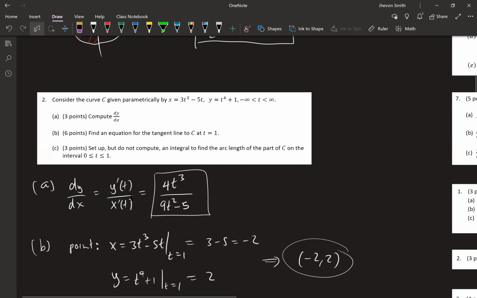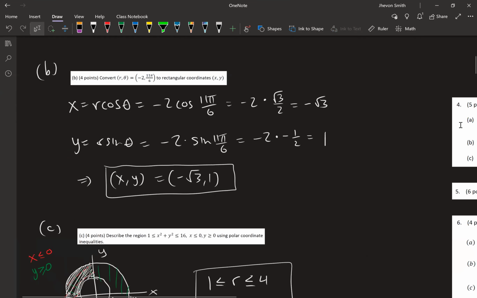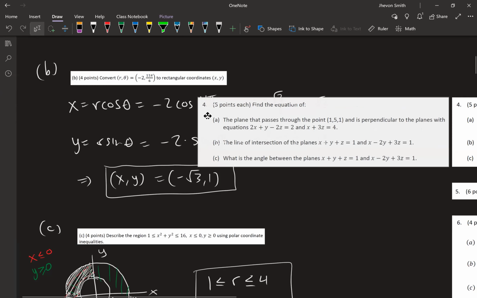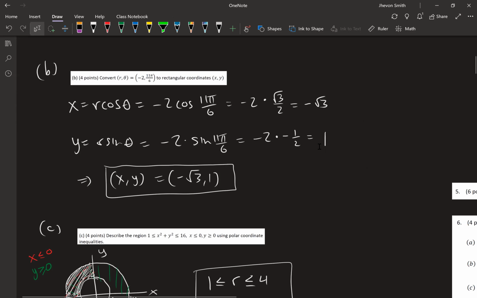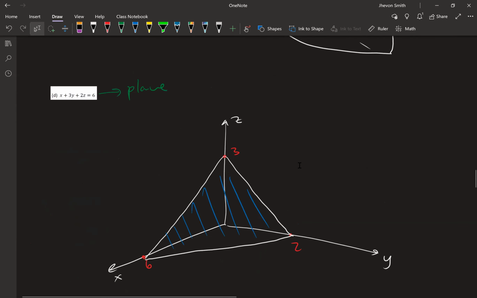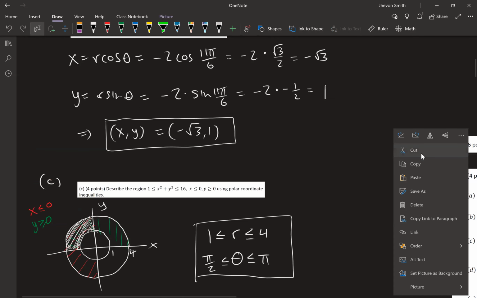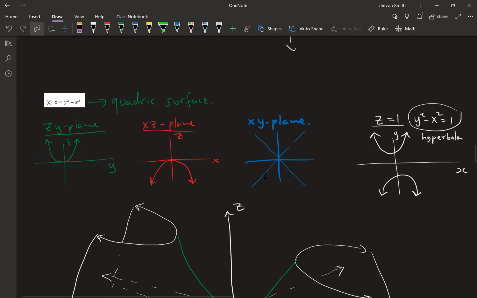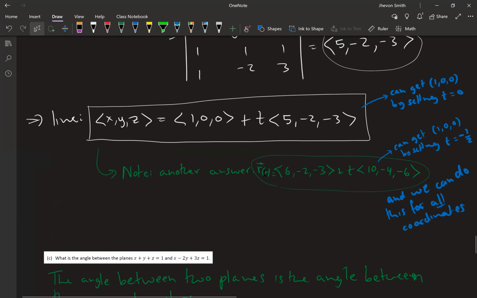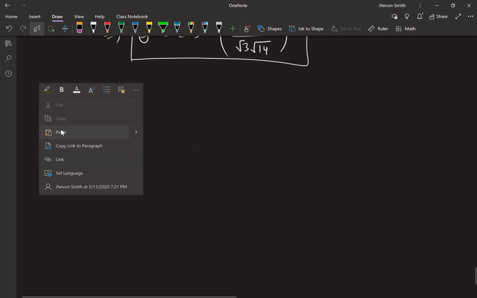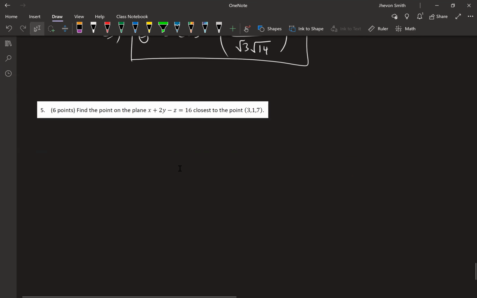I think we already did that here. Problem 4, I already copied it down here. Yes. So now we're moving on to problem 5. Find the point on the plane that is closest to the point (3, 1, 7).